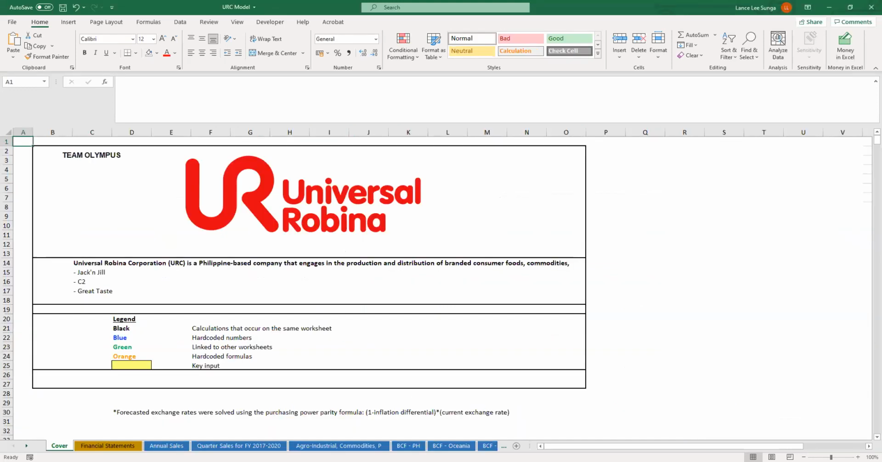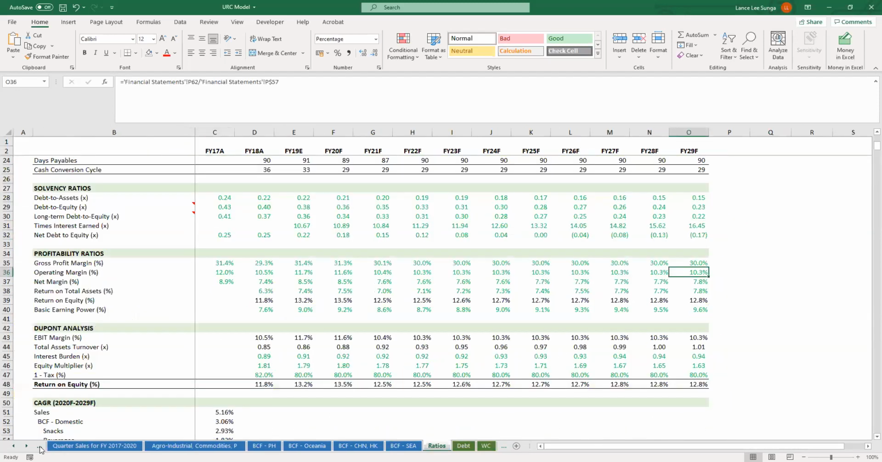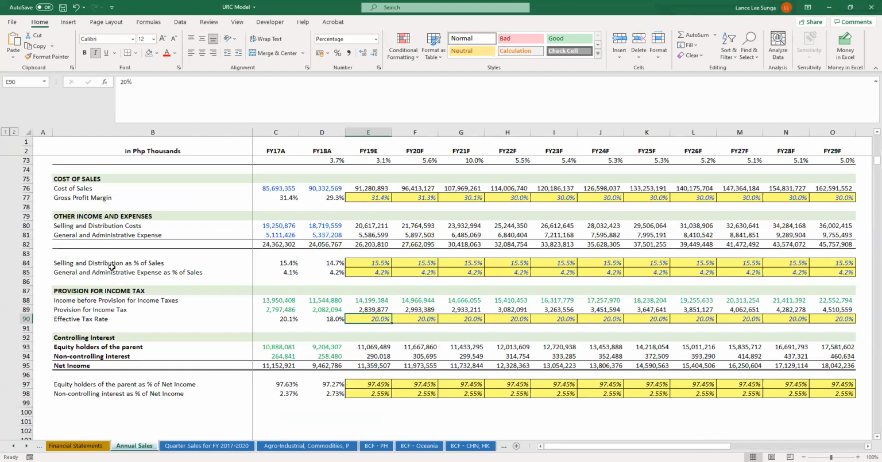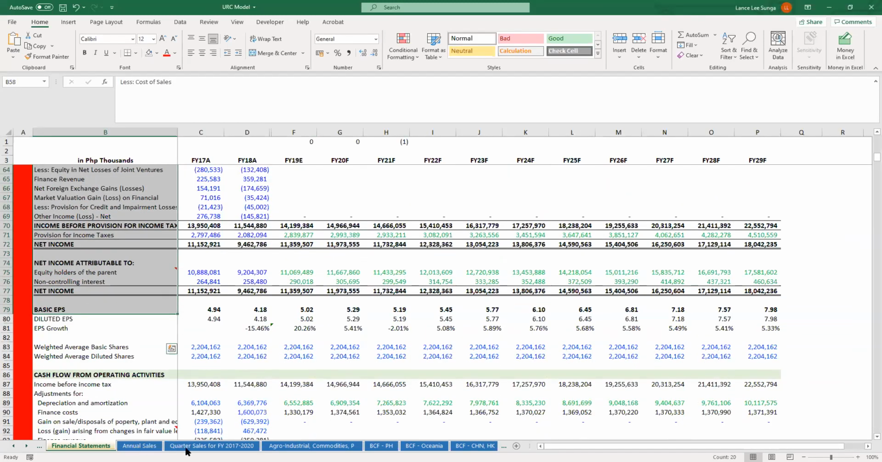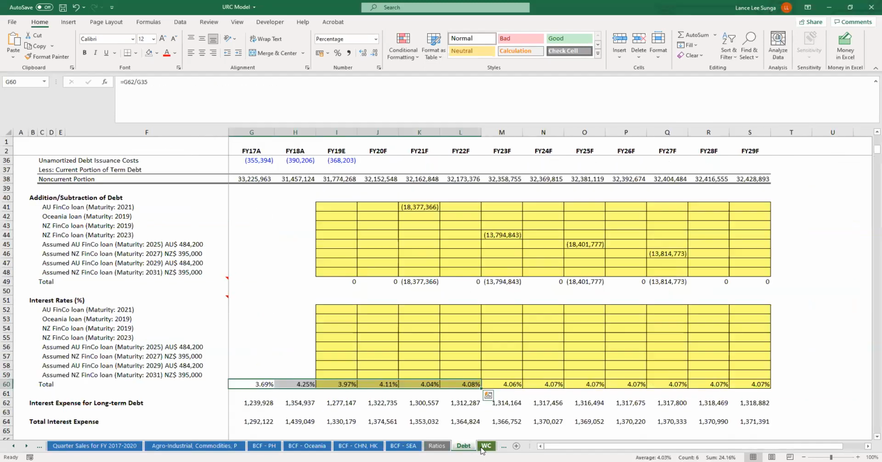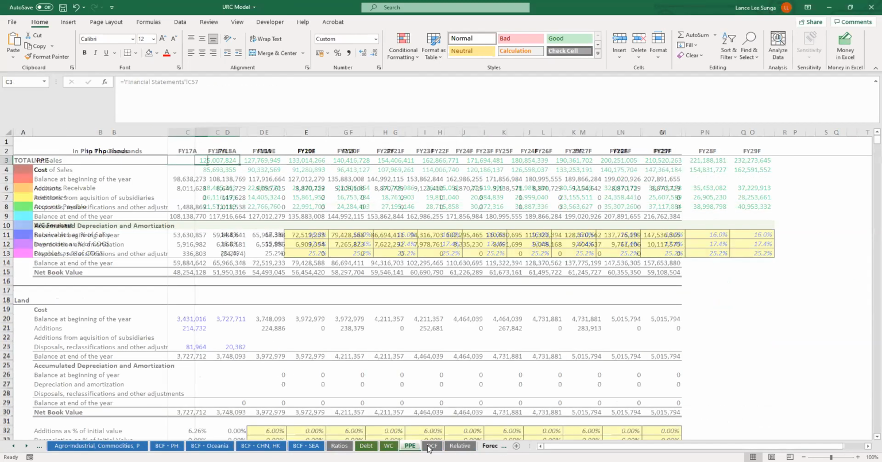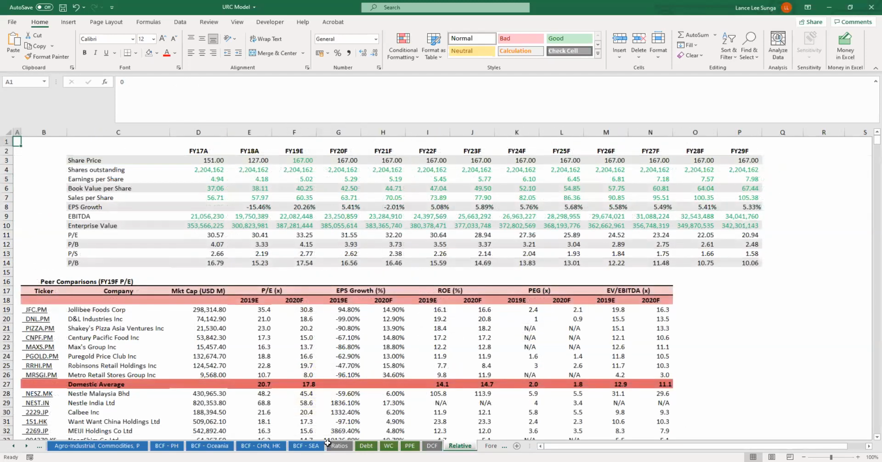So I think I made this model 2 years ago, right? And as you can see, there's a lot of tabs. The main tabs are the 3 financial statements. Then the sales, which are broken down into a lot of other sheets. The ratios, the debt portion, the working capital, the PPE, and then you have the DCF, of course, and forecasted inflation and stuff.